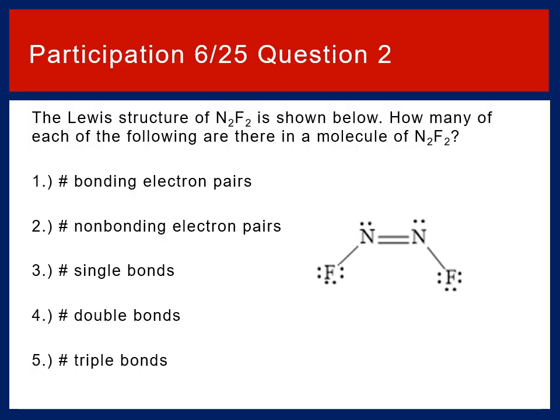Participation 625, question 2. The Lewis structure of N2F2 is shown below. How many of each of the following are there in a molecule of N2F2? Number of bonding electron pairs, number of non-bonding electron pairs, number of single bonds, number of double bonds, number of triple bonds. This is the second question on participation 625, due Thursday, June 25th at 11:59 p.m. over on Blackboard. The link to the assignment is right below the links to these videos. Again, the Lewis structure of N2F2 is shown here. How many of each of the following are there in a molecule of N2F2? Number of bonding electron pairs, non-bonding electron pairs, number of single bonds, number of double bonds, and number of triple bonds.